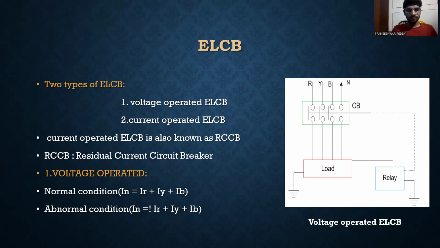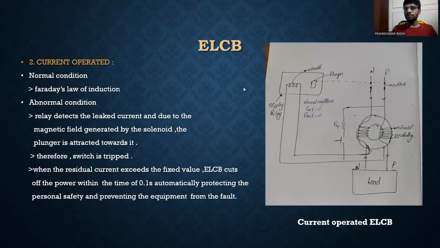Okay. Now let us see how a current operated ELCB works. Okay, so it also has two conditions. First one is a normal condition, second one is an abnormal condition. Okay, in the normal condition, if you see here in this line diagram of current operated ELCB or RCCB, we are considering a single phase circuit, and the current flows from the phase to the right side winding, that is a solenoid, a copper winding, and then to the phase of the load, and neutral of the load to the neutral of the source from the left side winding.